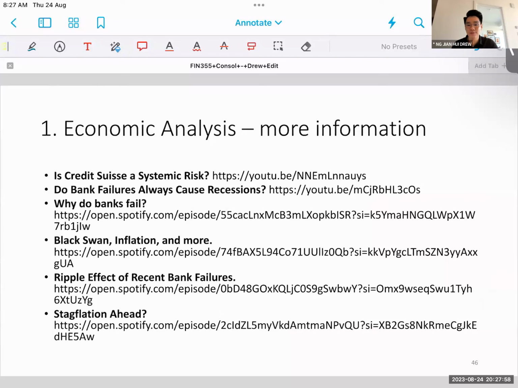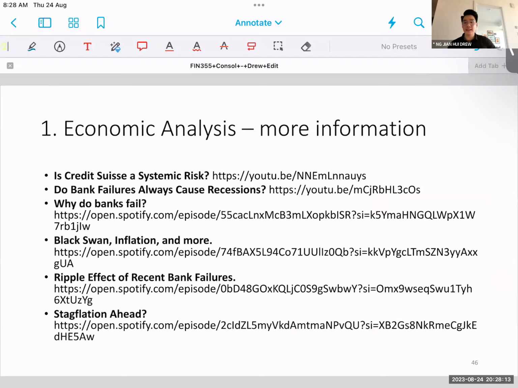If you do have Spotify, I encourage you to just click the link, or copy and paste the link on your desktop. You should be able to access it and listen to it. The Spotify ones, I think, are about 30 minutes to an hour, but you can listen to them on the way to school.